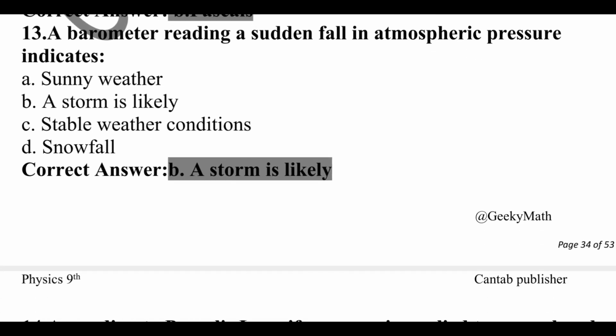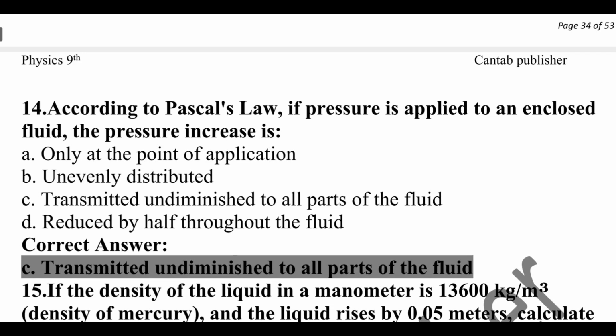Question number 13. A barometer reading a sudden fall in atmospheric pressure indicates: option A, sunny weather; option B, a storm is likely; option C, stable weather conditions; option D, snowfall. So the correct answer is option B, a storm is likely.